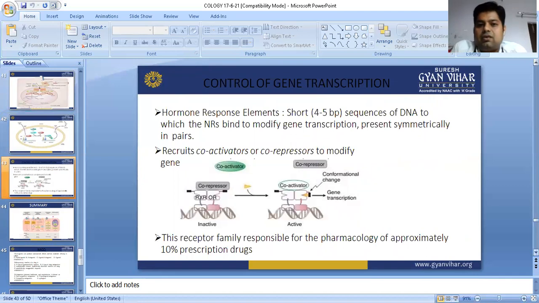Now control the gene transcription. What is control of gene transcription? Hormone response elements are short 4 to 5 bp sequences of DNA to which the NR binds to modify gene transcription, present symmetrically in pairs. The recruits of co-activator and co-repressor modify the gene, and we can see in this diagram, this receptor family is responsible for pharmacological action for approximately 10% of prescription drugs.